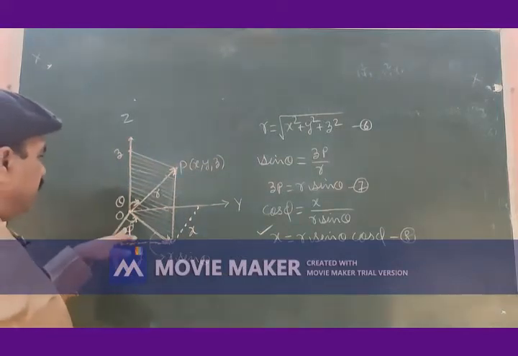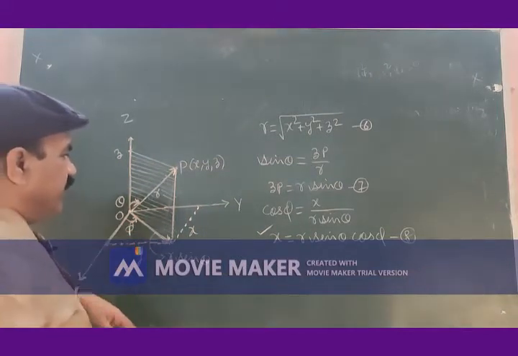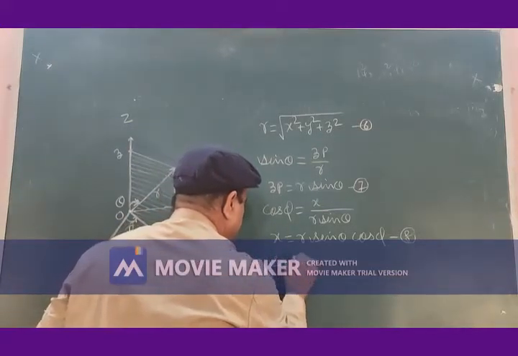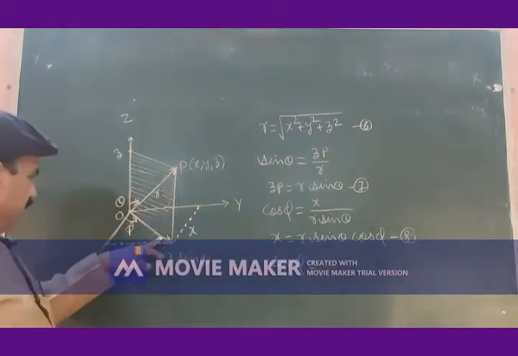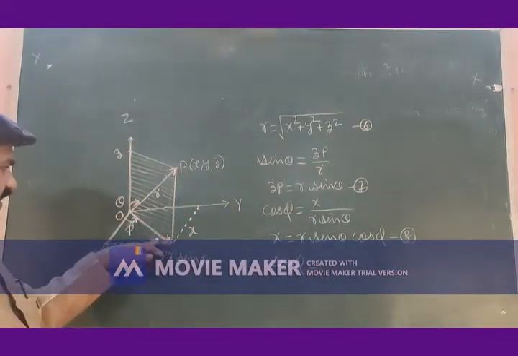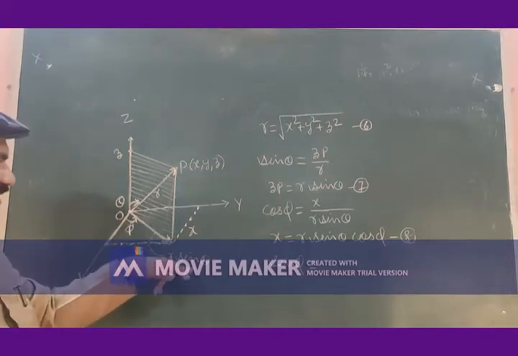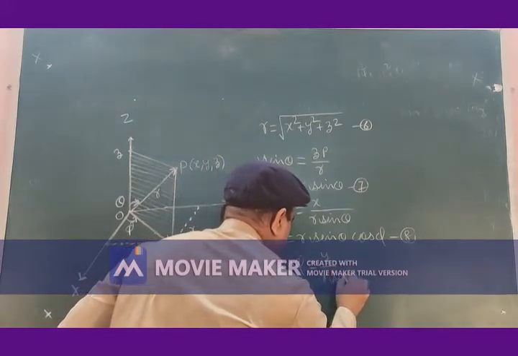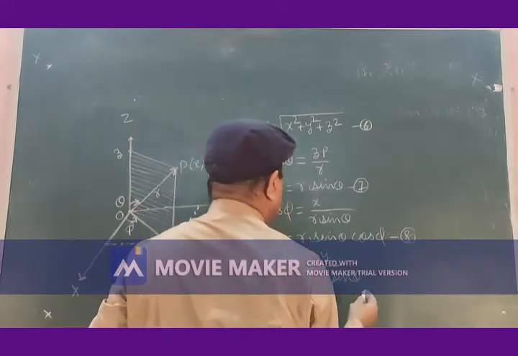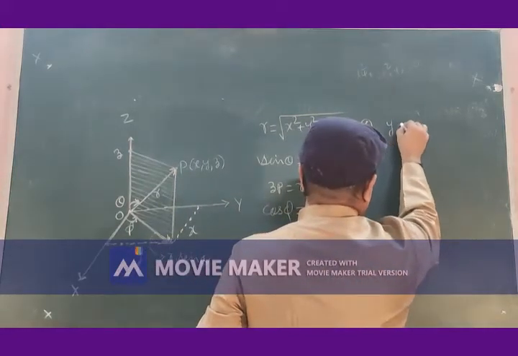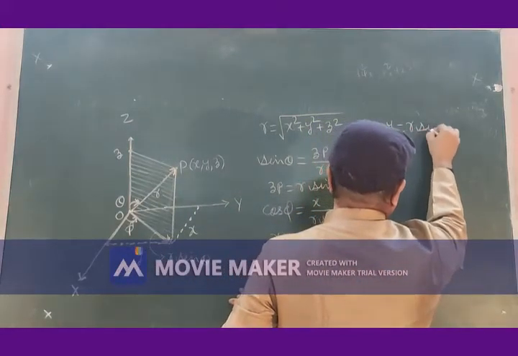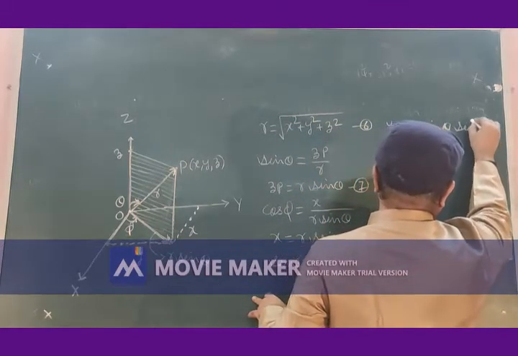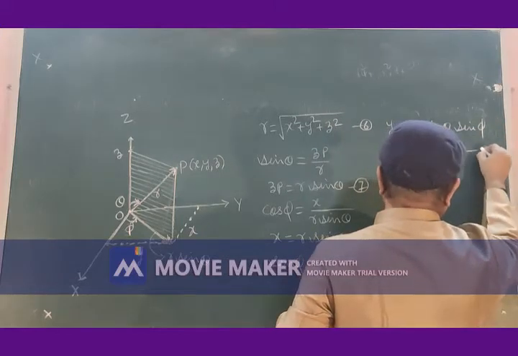Now let us go for y. To find y, let us take sin phi from this figure. What will be sin phi from this figure? Opposite side divided by hypotenuse, that is y divided by r sin theta, and therefore y is equal to r sin theta sin phi, equation number 9.